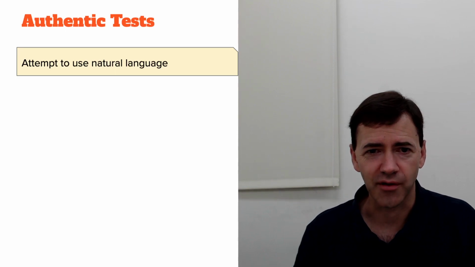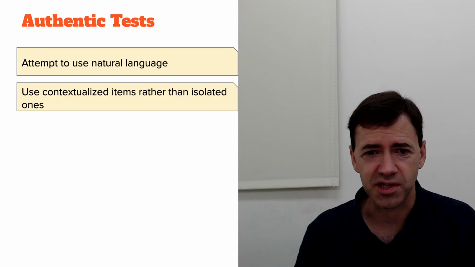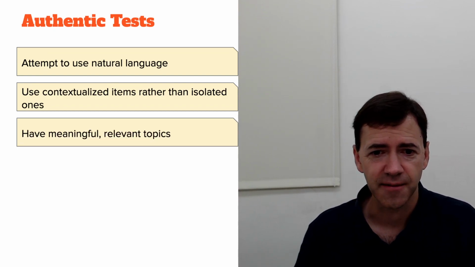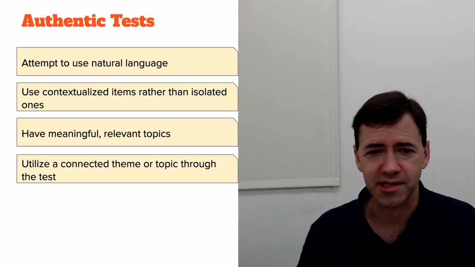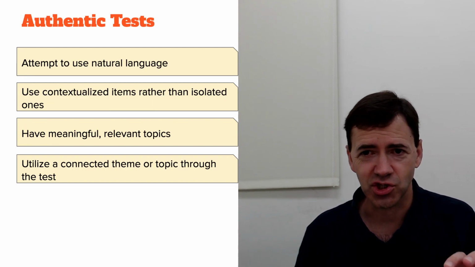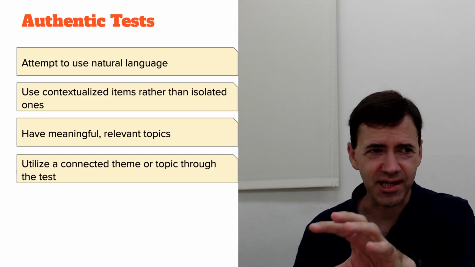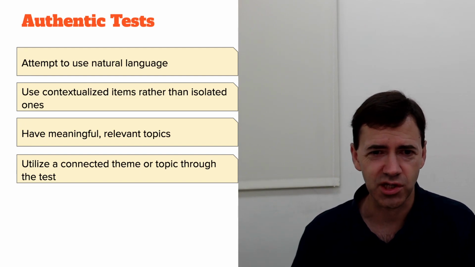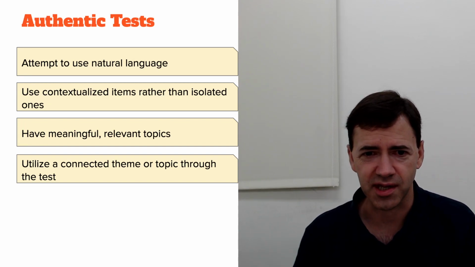So they are tests which attempt to use natural language. They use contextualized items rather than isolated ones. They have meaningful, relevant topics. They utilize a connected theme or topic through the test. So it's not just 6 individual sections on a test that have nothing to do with each other, but you try to connect all the items throughout the test.